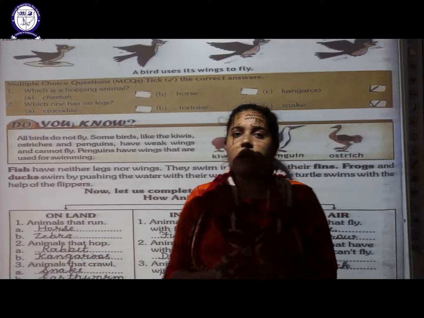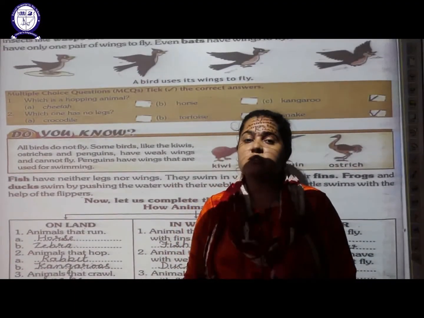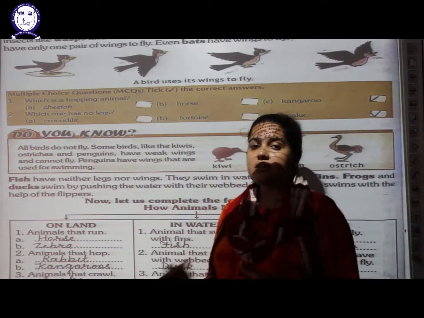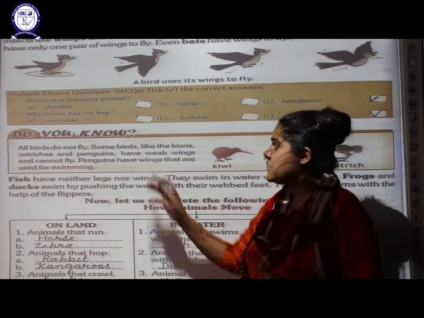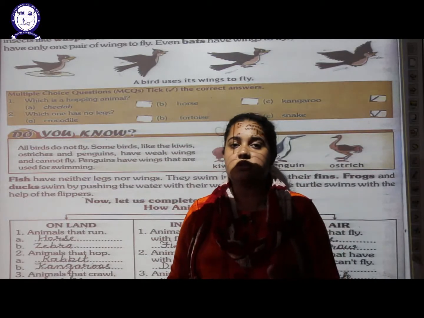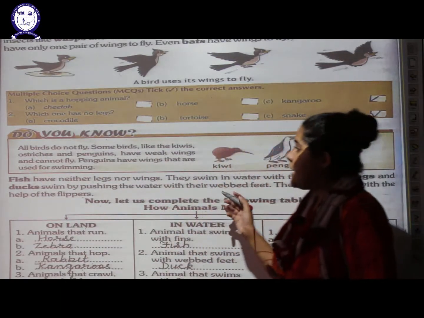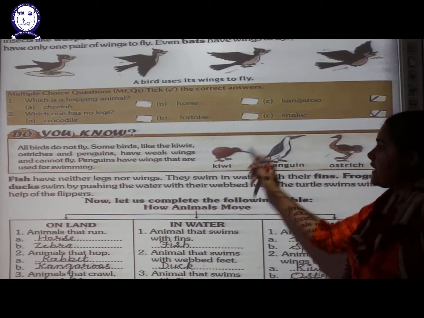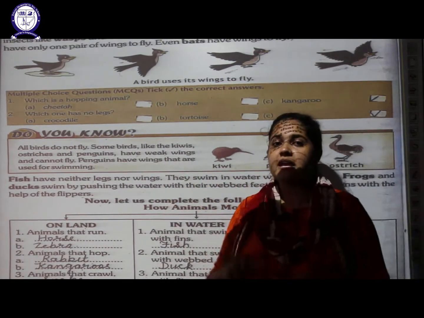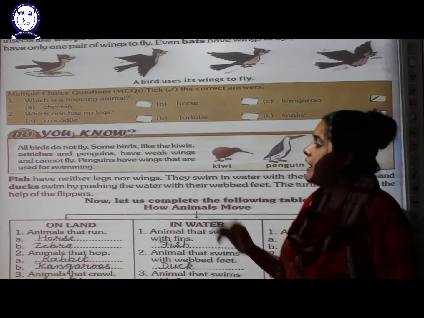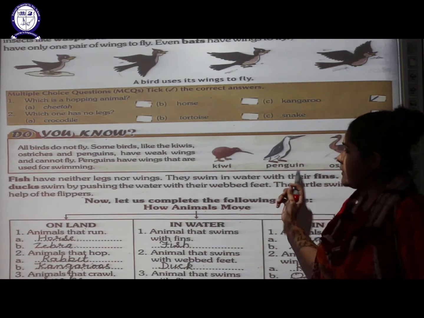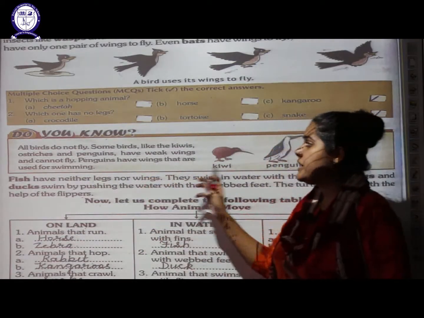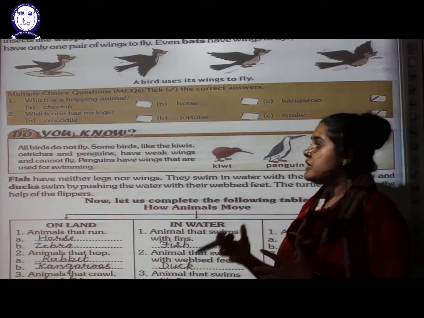But have you ever wondered, there are certain birds, students, which cannot fly. Those birds are called flightless birds. So all birds do not fly. Examples are the ostrich, kiwi, emu and penguin. These are the kiwi, penguin and ostrich. These kinds of birds do not fly. They generally walk on the land, and the penguin uses its wings to swim. It is not using its wings to fly.